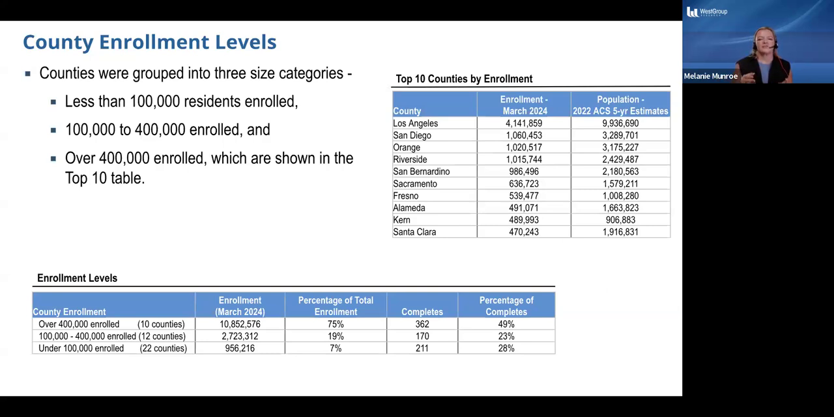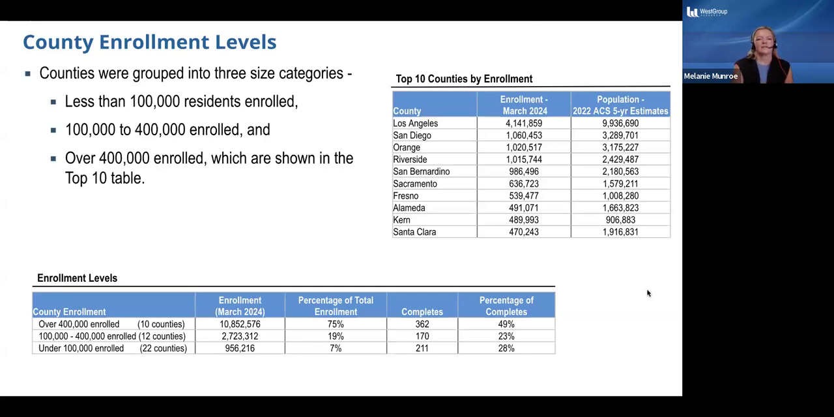Lastly, there are 22 counties with under 100,000 enrolled, and this is again out of the 44 counties that we called for phase 2. It makes up about 7% of total enrollment. But because we called each of those smaller counties equally, it makes up about 28% of our total completes. And this is why we weighted the data on enrollment.